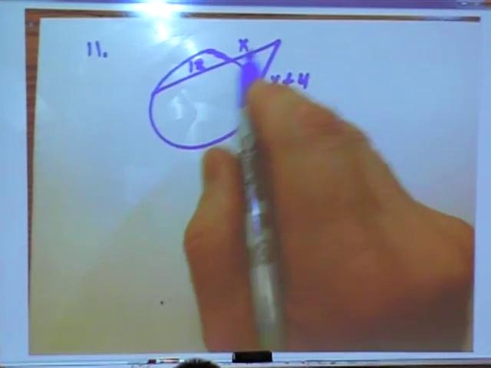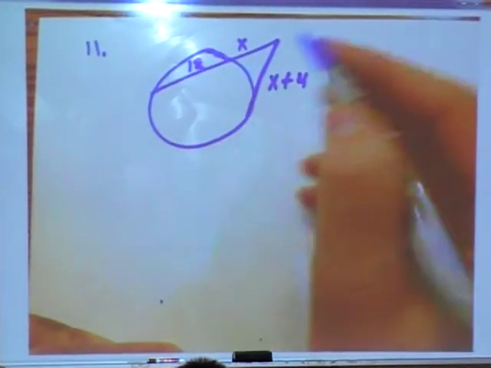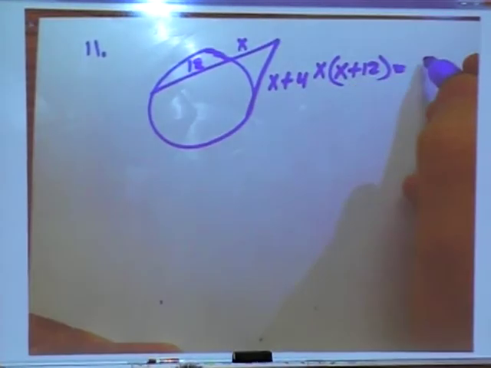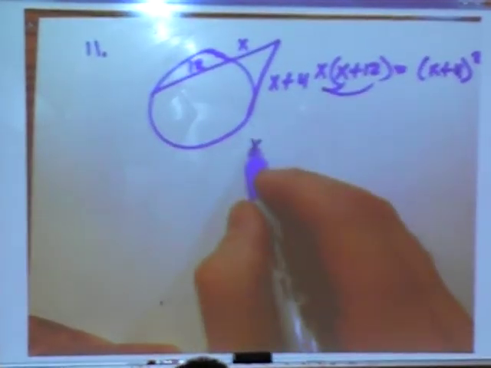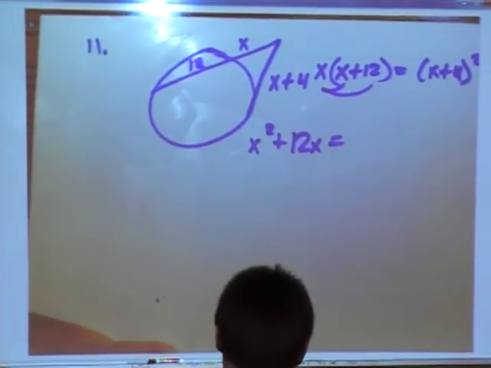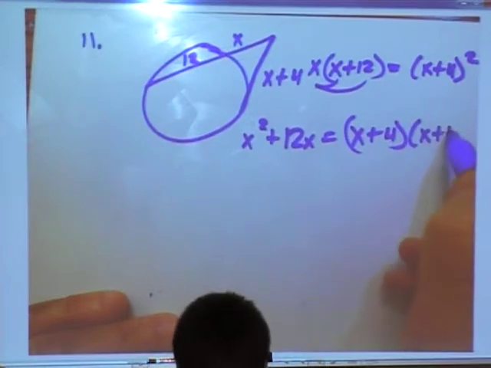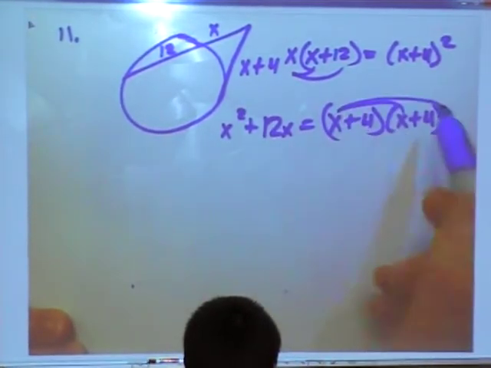So the whole secant here is x plus 12. So x plus 12, you have to take that times the outside segment of x. That's equal to the x plus 4 squared. So let's distribute. We get x squared plus 12x on the left. And then this is x plus 4 times x plus 4. If you don't know the special case formula, then you have to write it out like this and distribute.